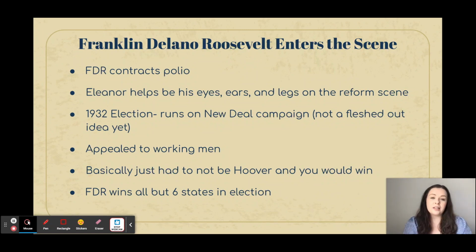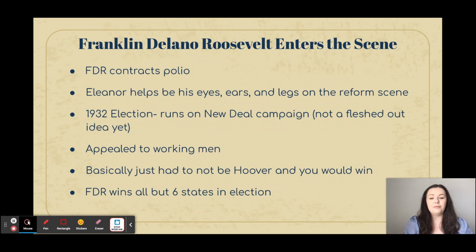He does run for president in 1932, when we are officially in the Great Depression and things are not looking good, and he runs on this platform of the New Deal. We'll talk more about that. He doesn't really have an idea of what that is, but just that we need to make a new deal for the American people. It's very much focused on working men and getting men back to work to help stimulate the economy overall.